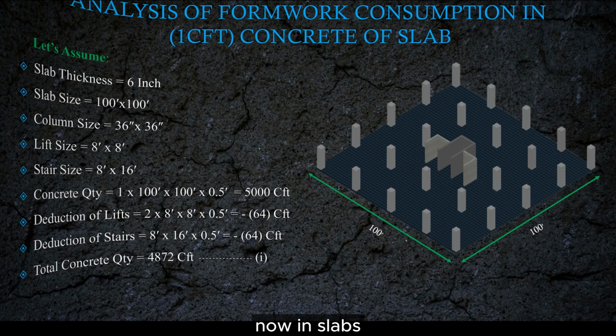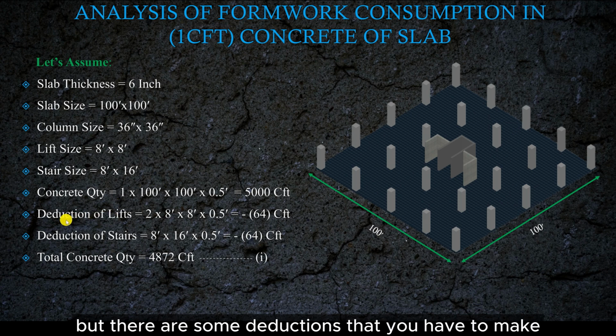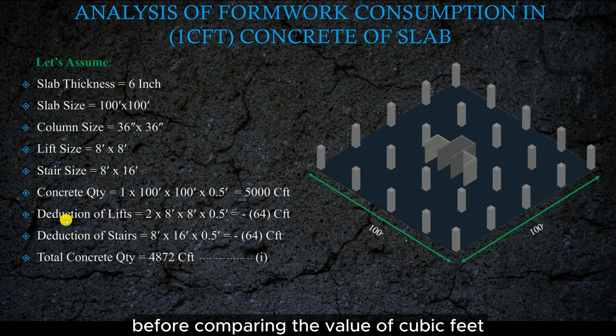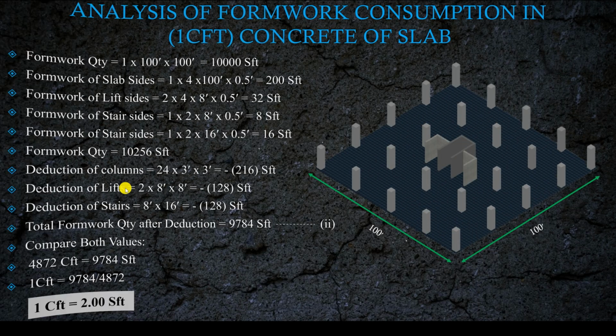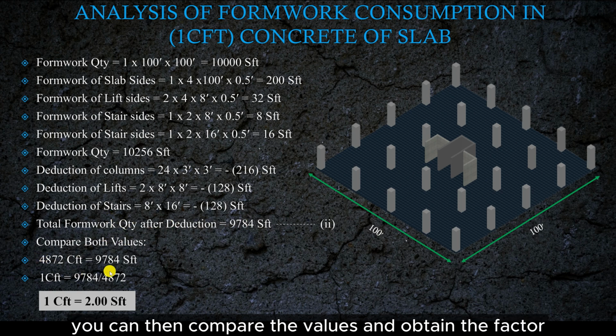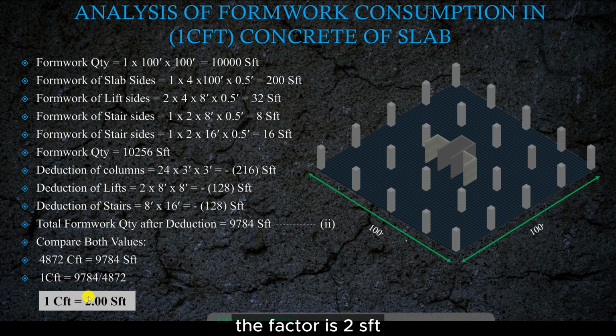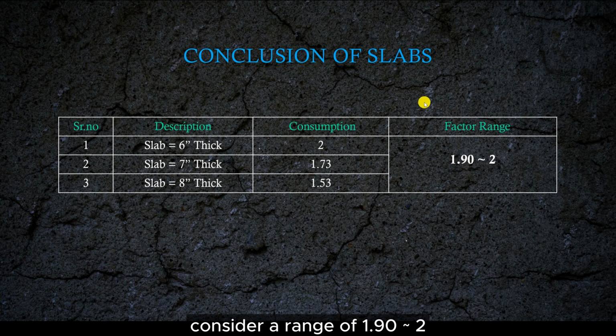Now in slabs, you calculate the quantity of concrete and formwork, but there are some deductions that you have to make before comparing the value of cubic feet and square feet. In this case, you have to account for lifts and stairs, which need to be subtracted from concrete quantity. Additionally, in the case of formwork, you will also deduct the columns along with the lift and stairs. After making these deductions, you can then compare the values and obtain the factor. In our case, the factor is 2 SFT for 1 cubic feet of concrete. For slab, consider a range of 1.90 to 2 for calculating the formwork.